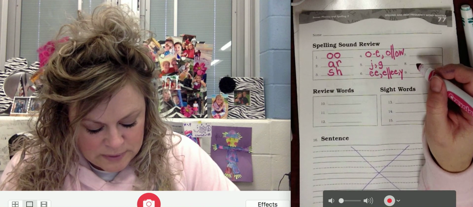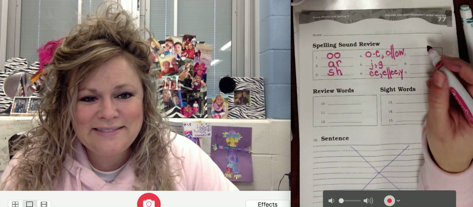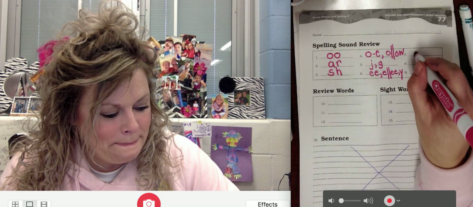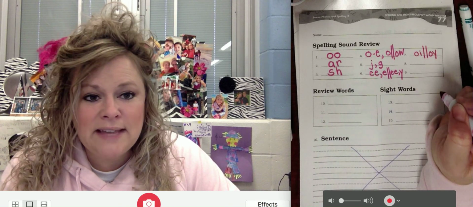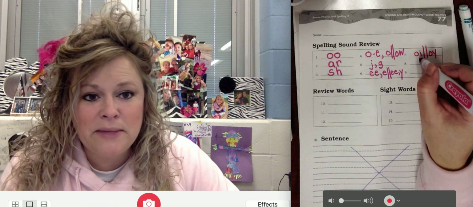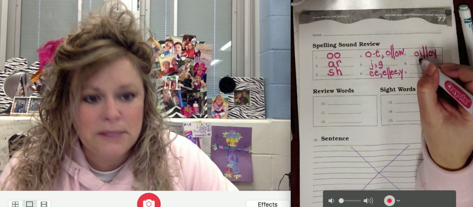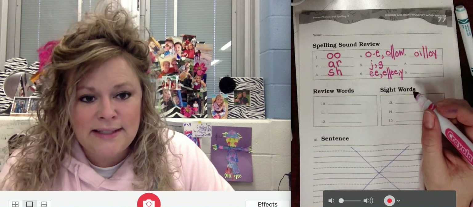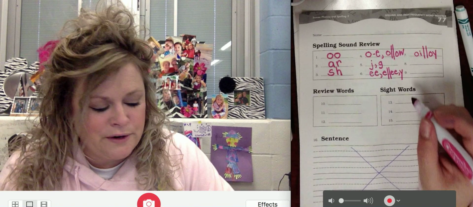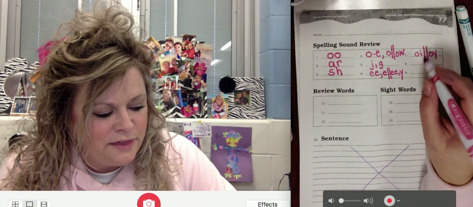Next is number 7, OI. Repeat. Good, write it. Both of these say the OI sound. The OI is found in the beginning and in the middle, the initial and medial positions, and OY in the final end position. Number 8, like feather, and this and that.